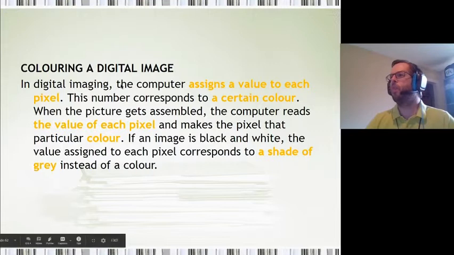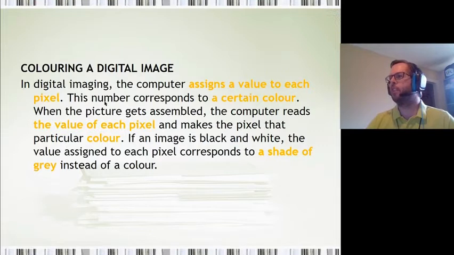And now when we assign coloring to this here, we also need to assign a value to each pixel that corresponds to a certain color. Okay, so we've got numbers for the location or the address, and then there's a value or a number assigned for each pixel that will make that pixel a particular color. And if the image is black and white, then the value assigned to each pixel can correspond to a shade of gray instead of a color.